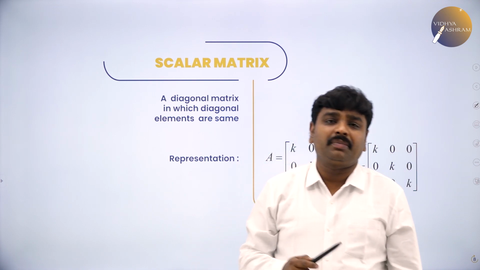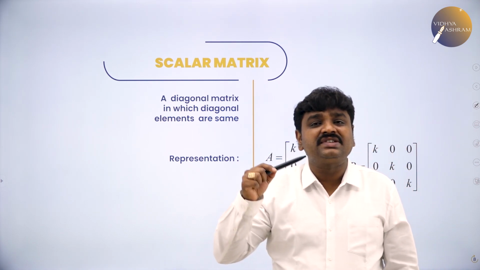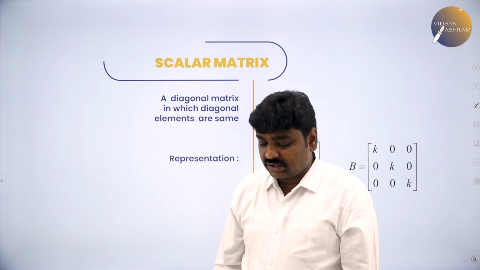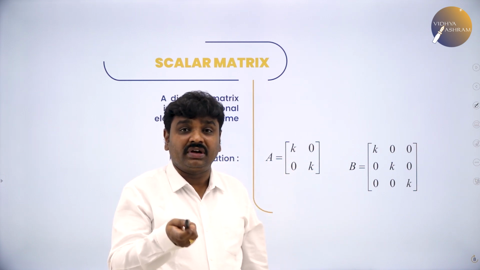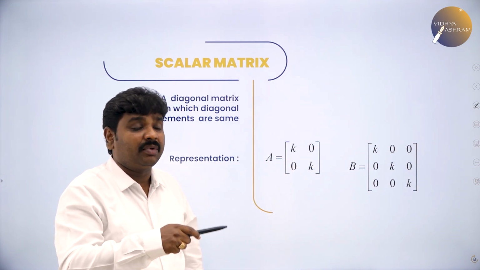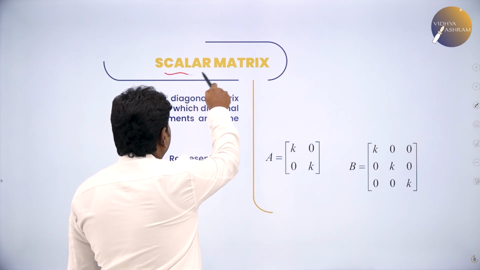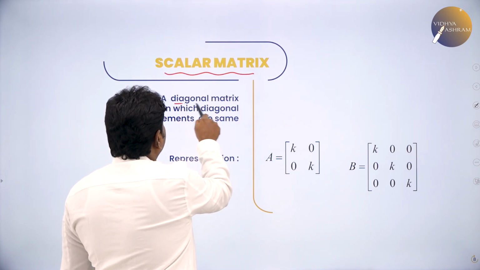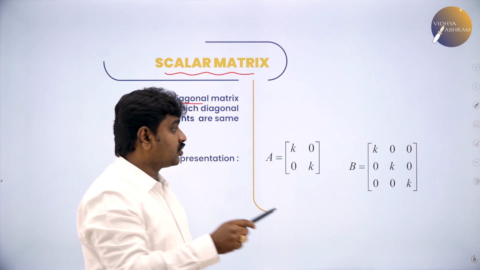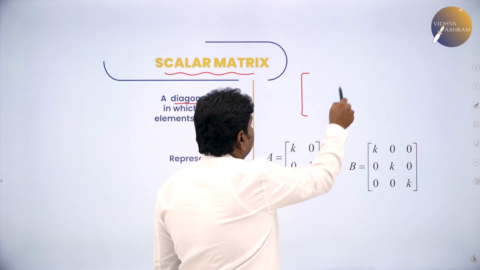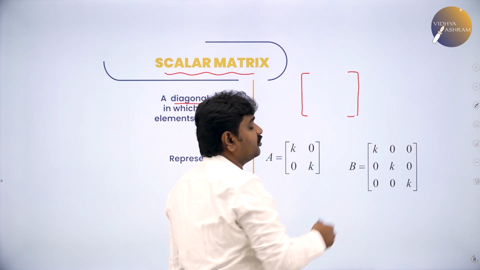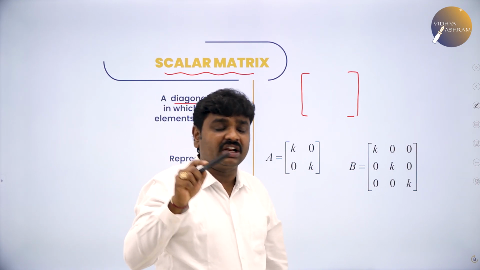And then we will go to the next definition, that is the scalar matrix. What is a scalar matrix? A scalar matrix is a diagonal matrix. When we started the diagonal matrix, I told you a diagonal matrix is a square matrix, and scalar matrix is also a diagonal matrix. It should contain only diagonal elements; other than diagonal elements all should be 0. It's a diagonal matrix in which diagonal elements are the same.